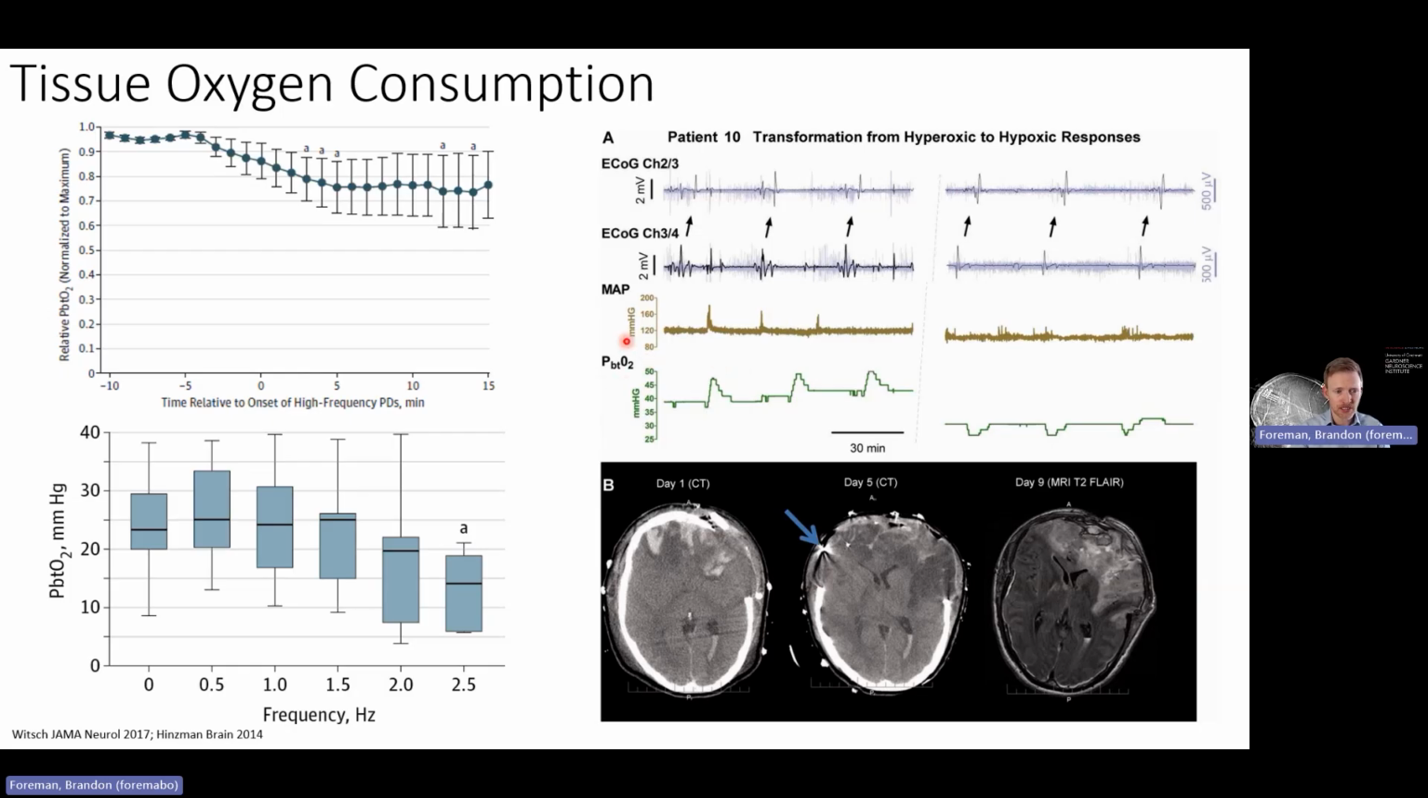And as you can see here, the pbtO2 increases as each of these depolarizations occurs. There's a hyperoxic response. But as this secondary brain injury evolves, the mechanisms become inverted. And the high metabolic demand of repolarizing all that neuronal tissue creates a drain on the pbtO2. And there develops an inverse hemodynamic response as well. So you end up developing hypoxia as a result of this increased metabolic demand.